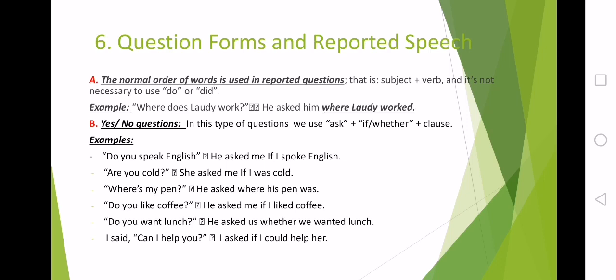In the yes-no questions, we use "ask" plus "if" or "whether" plus the rest of the sentence, or what we call clause. For example, "Do you speak English?" He asked me if I spoke English. We used "asked," we used "if" plus the rest of the sentence. "Do you like coffee?" He asked me if I liked coffee. Also, we should not forget to change tense, time, and place. And the rest of the sentences follow the same concept, the same rule.